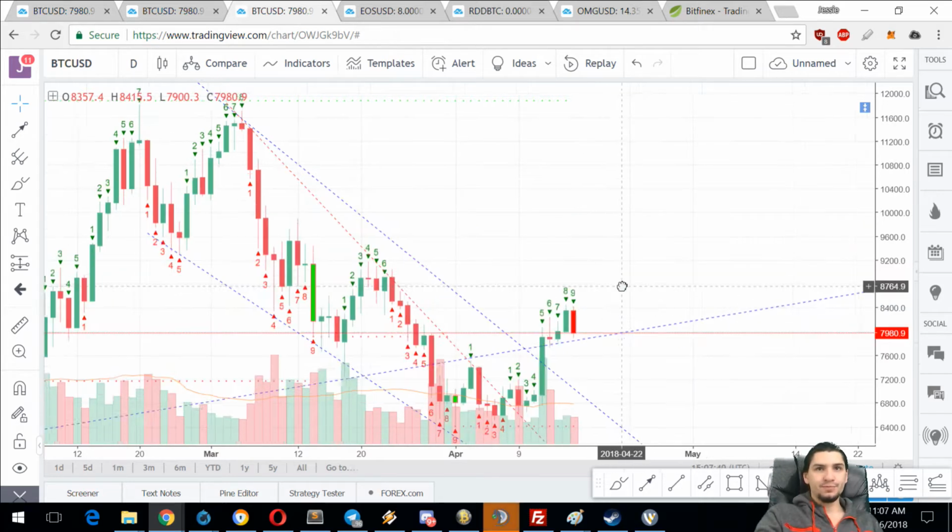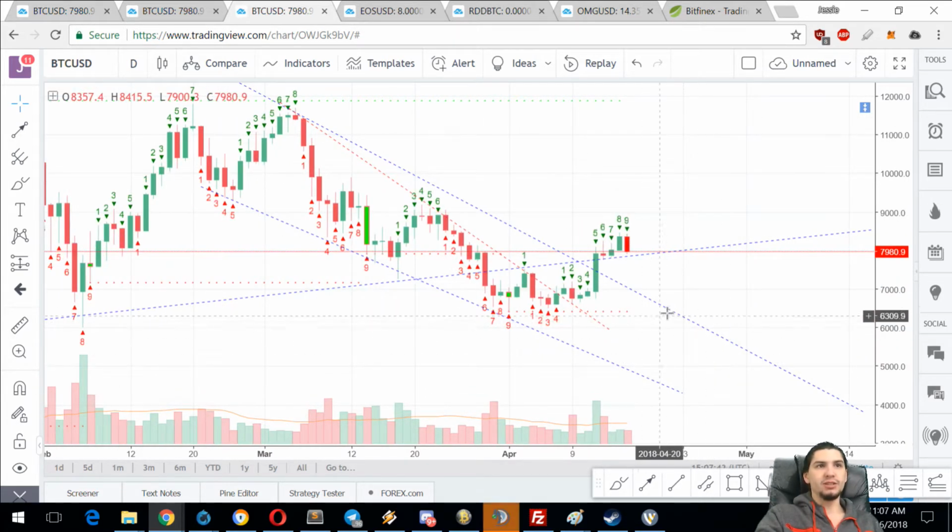But with any luck here, we don't actually start trading below this red 9 again. I mean, there's a lot of bullish sentiment coming into the market right now.